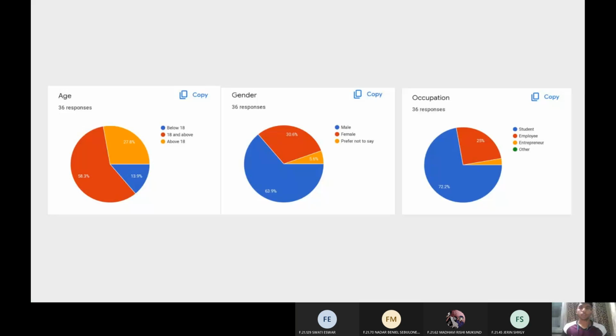Firstly, we asked the age, gender, and occupation of the respondents, where most of the respondents were 18 and above, some were below 18, and some were above 18. We asked their gender, and most of them replied male, 30.6% were female, and 5.6% of the respondents did not prefer to say their gender. Occupation: most of the respondents were students, 25% were employees, and the rest were entrepreneurs.